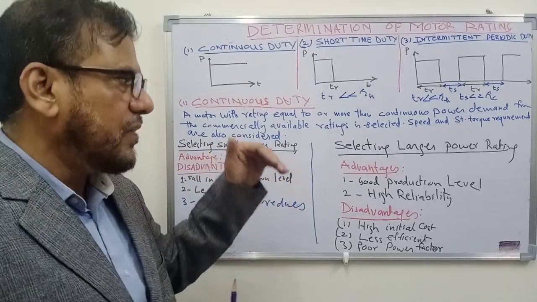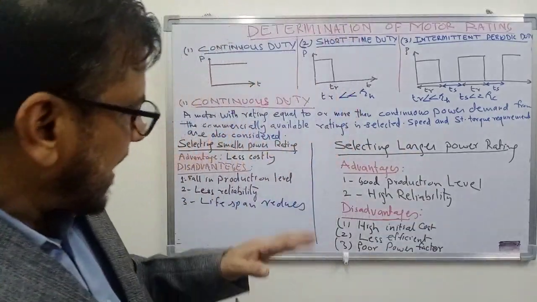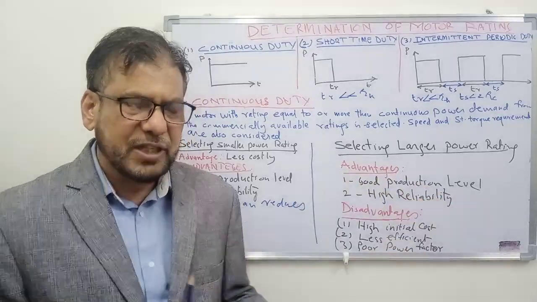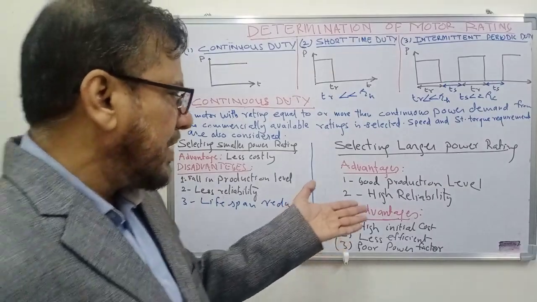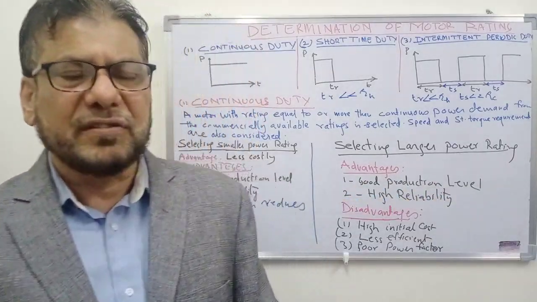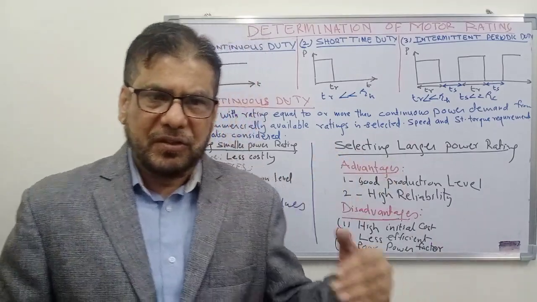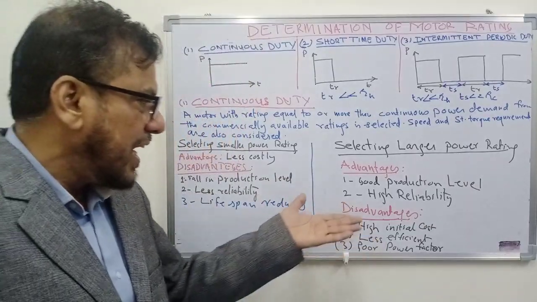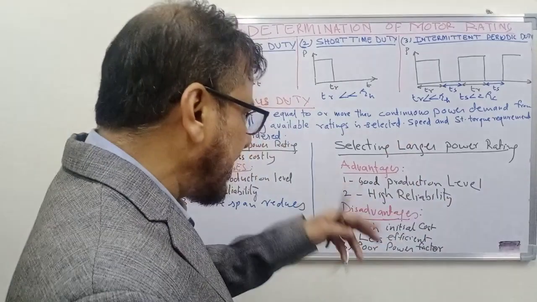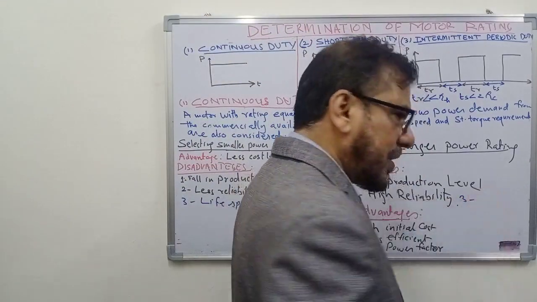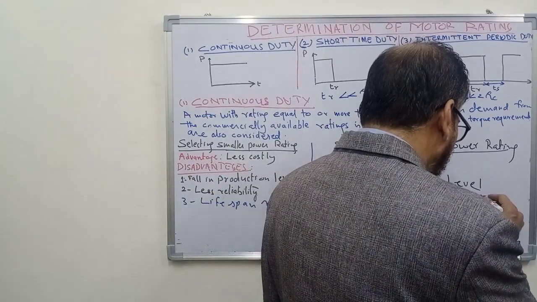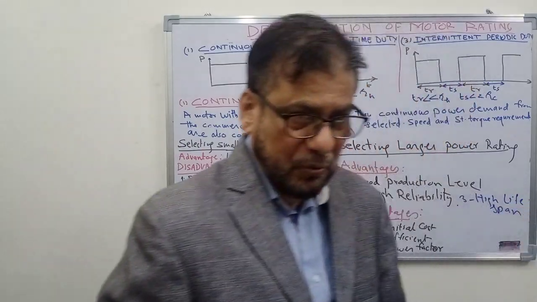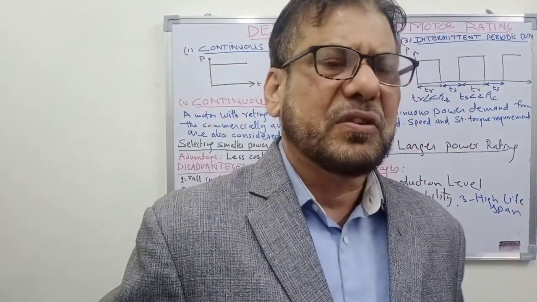And suppose you have selected a motor of larger power rating, then the advantages are, it will give you a very high production level. You will get a good result from the motor, and it will be highly reliable, because the motor is never loaded to its rated capacity. The temperature rise of the motor will be less than the permissible temperature. So the motor's life will increase and its reliability will be high. So you can say high reliability. And the third advantage you can write here, that is high lifespan. That is, the motor which was supposed to last for 10 years may run up to 15 years or 16 years like that.